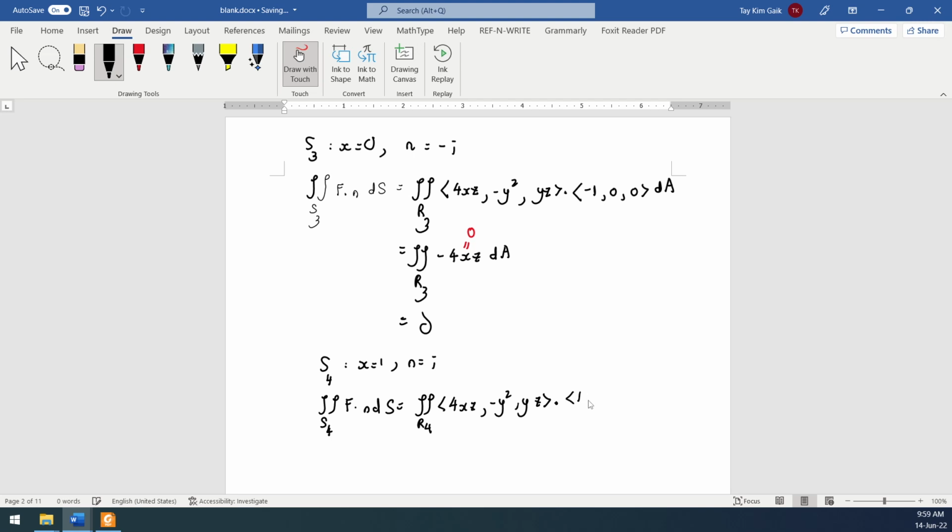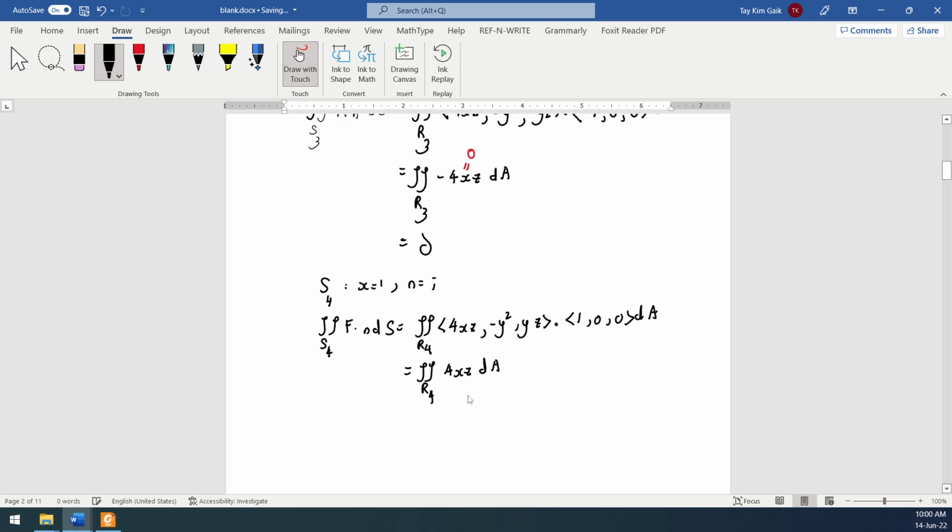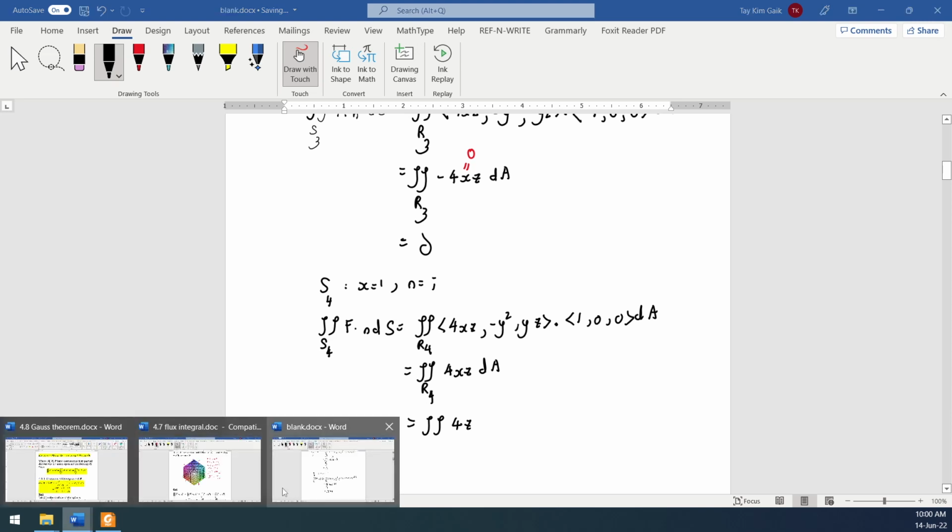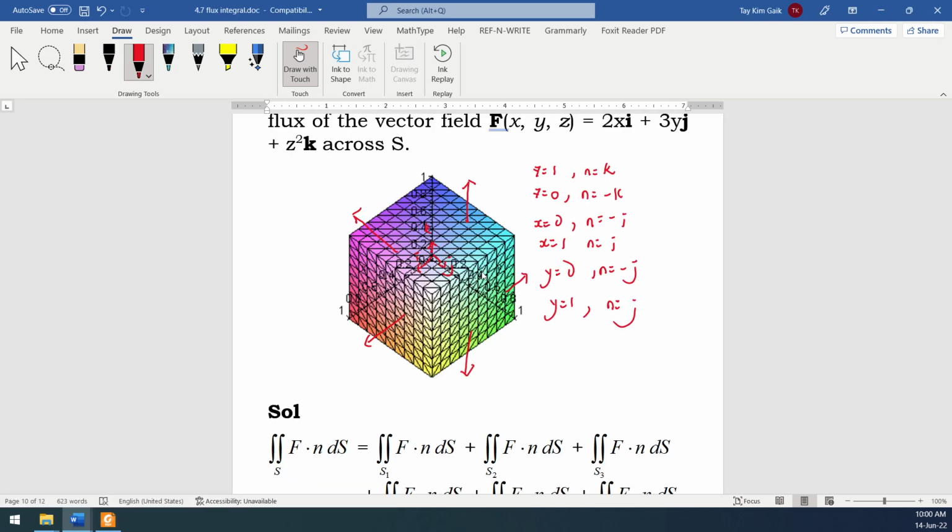So now this is 1, 0, 0, dA. Doing the dot product, you get 4xz dA across region R4. So on surface 4, x is 1, so you get 4z. Surface S4, look back here. Surface S4 is x equal to 1. It's a wall at the back here, this one.